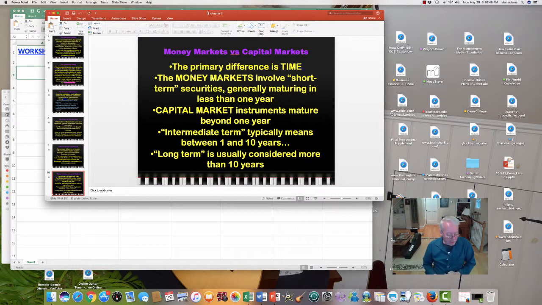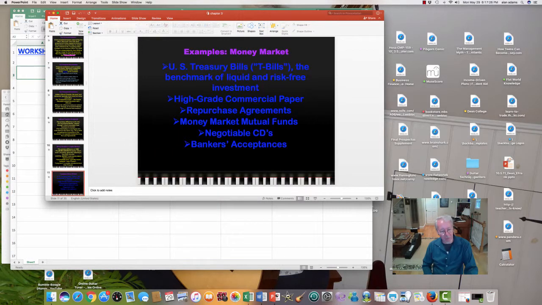All right, I explain the money markets versus capital markets. Sounds fancy, but the distinction is very simple. It's time. Money markets usually are less than 1 year. Capital markets are beyond 1 year. So when we say short term, we usually mean within a year. Intermediate in financial parlance means between 1 and 10 years. Long term is usually more than 10 years. But the difference between money markets and capital markets, again, is time. Think of money markets as a year or less.